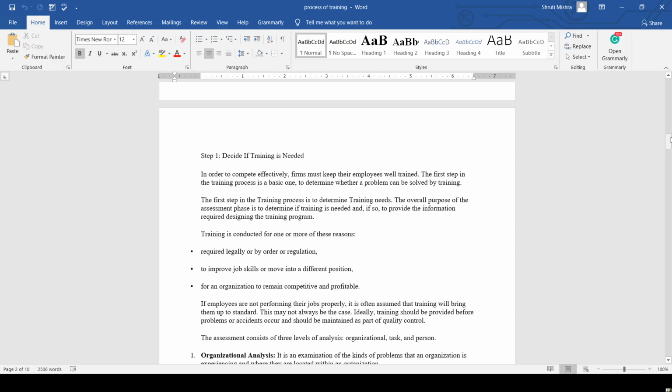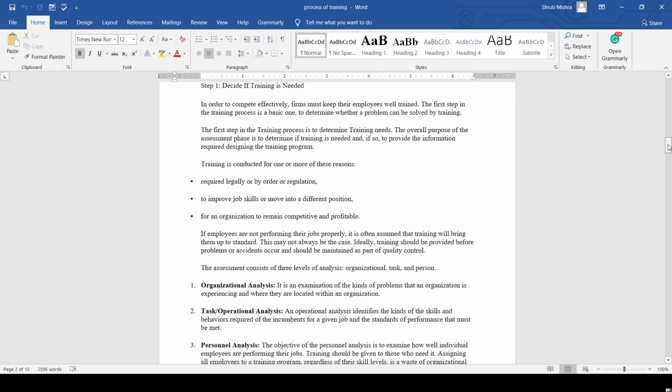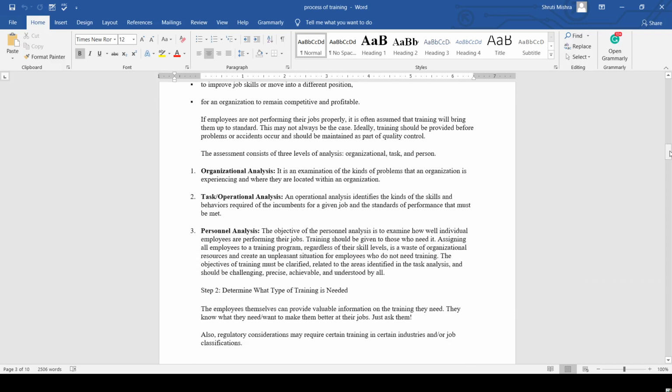So the first step in the training process is to determine the training needs. The purpose of this assessment phase is to determine if training is needed, and if so, to provide the information required for designing the training program. Training is conducted for one or more of these reasons. The first is that it is required legally or by order or regulation. The second is to improve job skills or move into a different position. And the third is for an organization to remain competitive and profitable. To decide whether training is required or not, the assessment will be conducted at three levels.